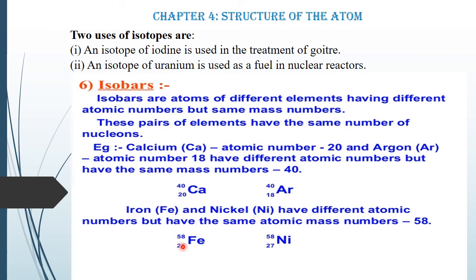Iron and nickel, same atomic mass, different atomic numbers. This is another example. Iron and nickel is one pair of isobars, and calcium and argon is the other one.